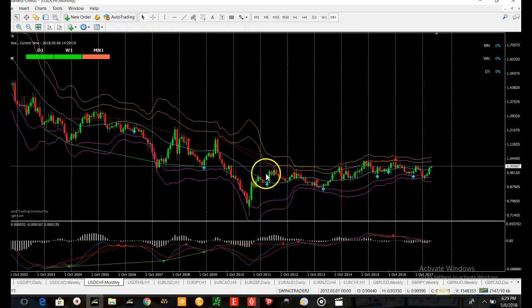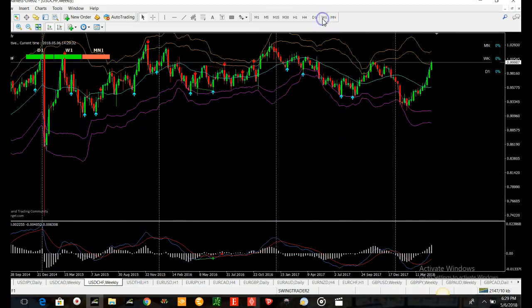Since 2011, the market's just been stuck in this sideways range here. I'm at the top of it, so I'm liking a move for this to start coming down anytime soon.